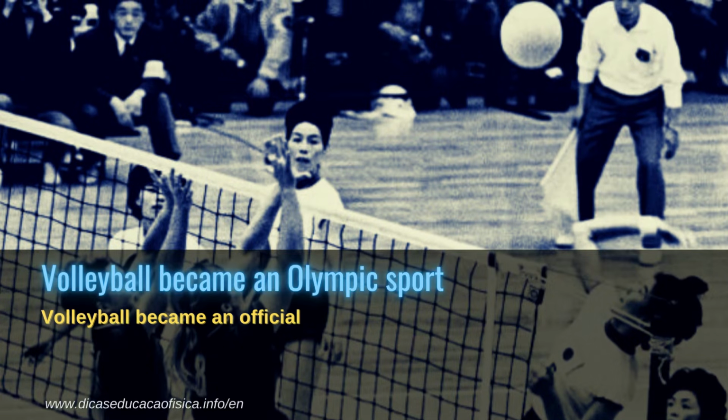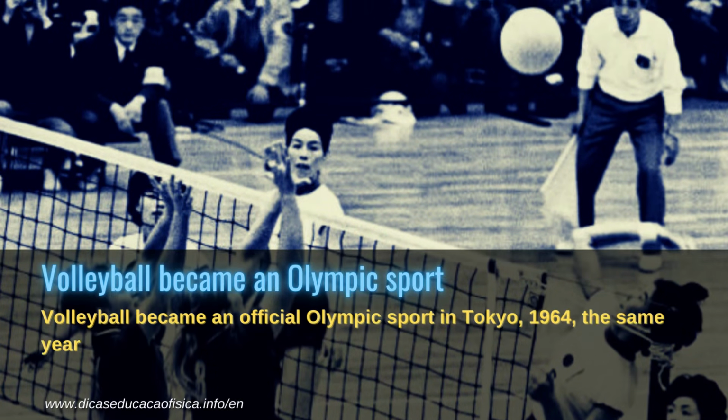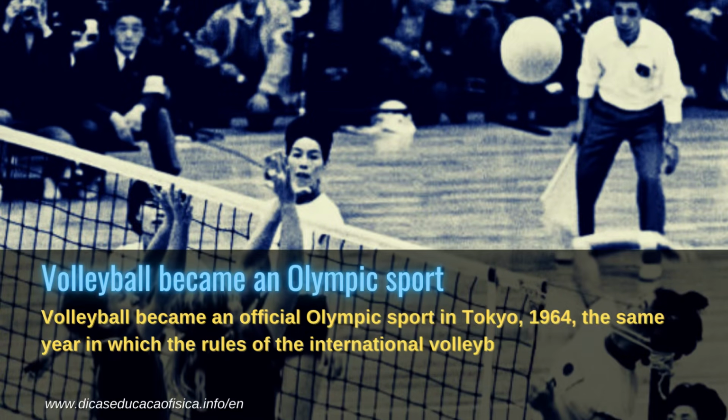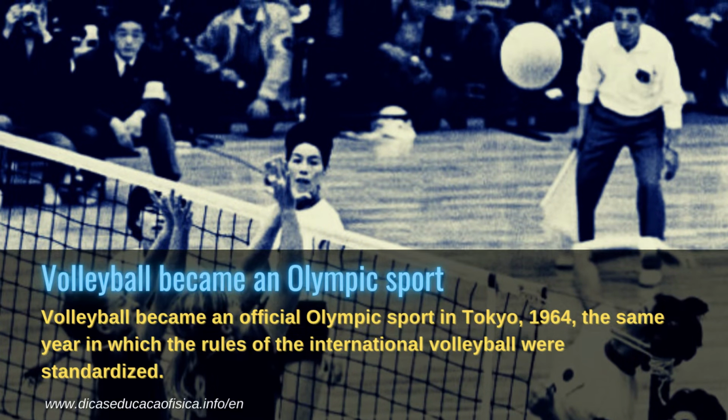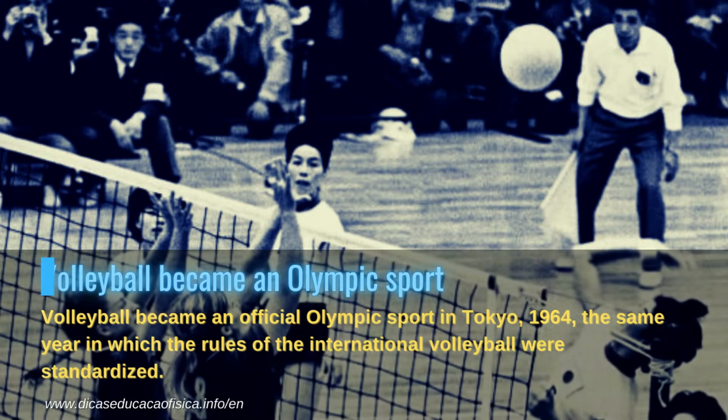Volleyball became an Olympic sport. Volleyball became an official Olympic sport in Tokyo, 1964, the same year in which the rules of the international volleyball were standardized.